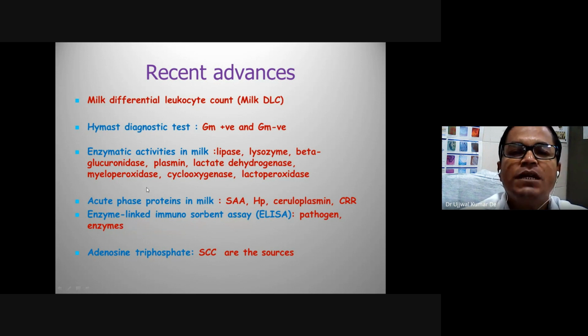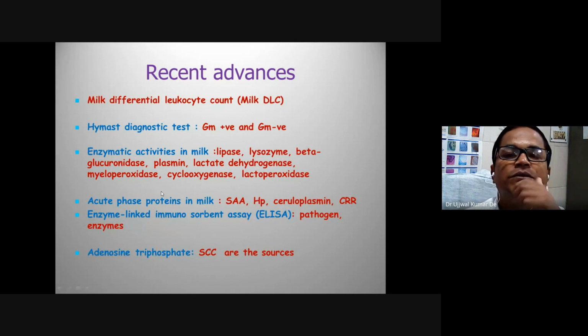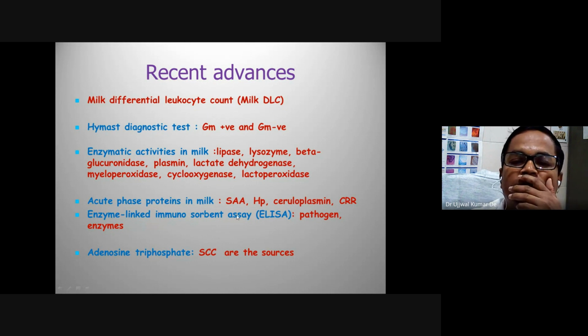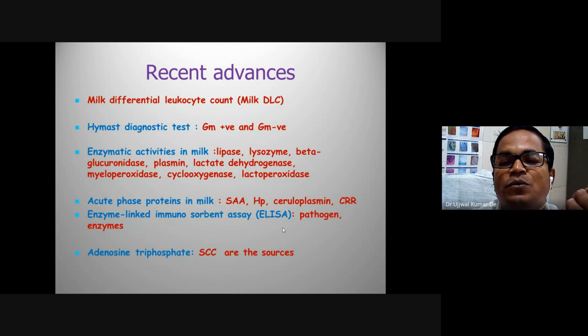So these are all about mastitis tests, and ELISA. Various ELISAs are also available that are pathogen specific. Suppose we want to screen for Staphylococcus aureus mastitis in the herd; there is a Staphylococcus-specific ELISA. But these are very costly and not feasible.